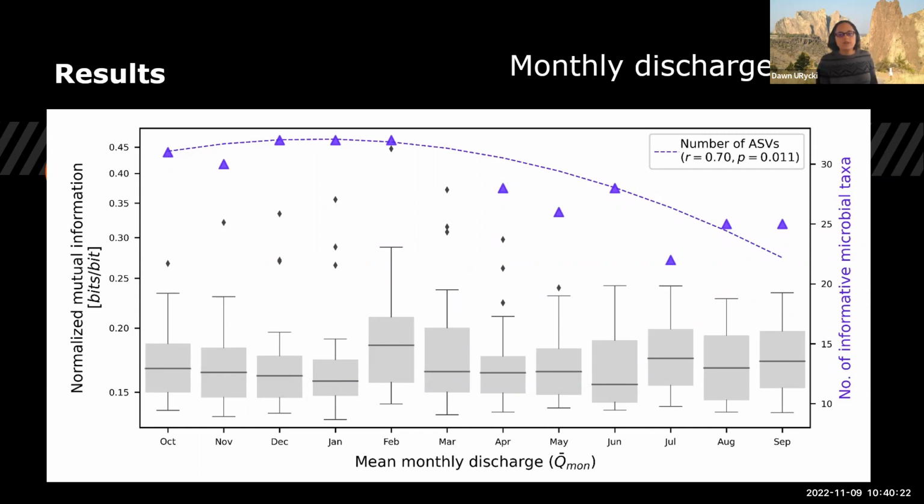The number of informative ASVs did follow a second order function with the maximum number of ASVs in winter, which is interesting given that we collected our samples in June and July. So it's reasonable to suppose that this greater amount of shared information with winter flows is more related to the magnitude of the flow rather than a strictly temporal trend.